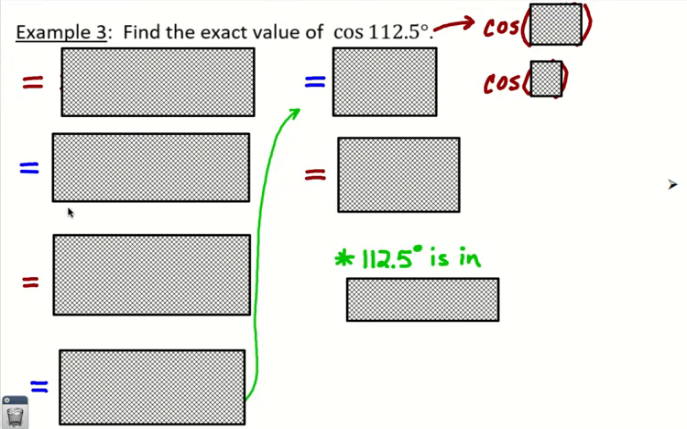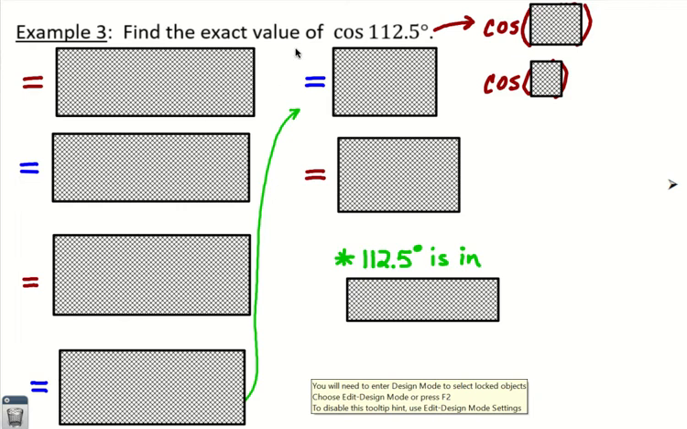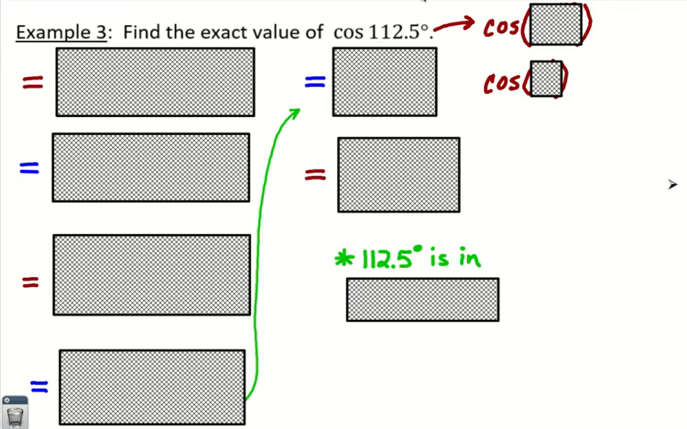Example 3. Okay, this is kind of what I was just thinking about. So, find the exact value of the cosine of 112.5 degrees. Obviously, the cosine of 112.5 degrees is not comparable to any right side of a formula on our formula sheet.